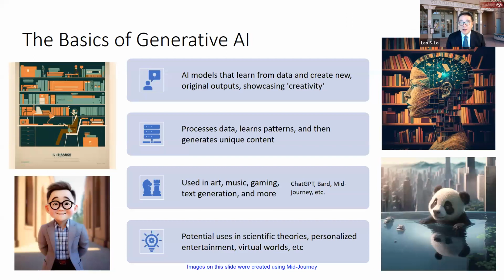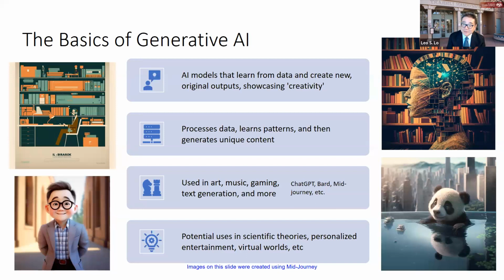So a little bit about generative AI. These AI models work by processing vast amounts of data, learning patterns within them, and then generating unique content based on these patterns. The application of this technology is surprisingly broad. We see it in art, where AI generates fascinating and abstract pieces. In music, it can compose tunes that range from classical symphonies to pop music. Even in gaming, AI is used to create immersive, interactive environments.